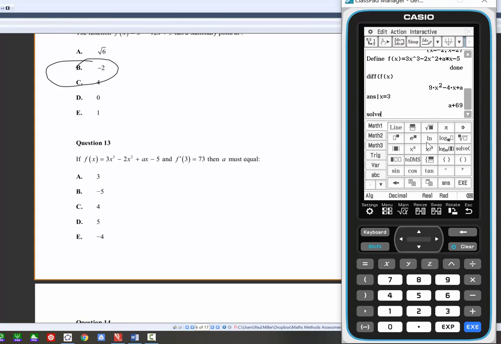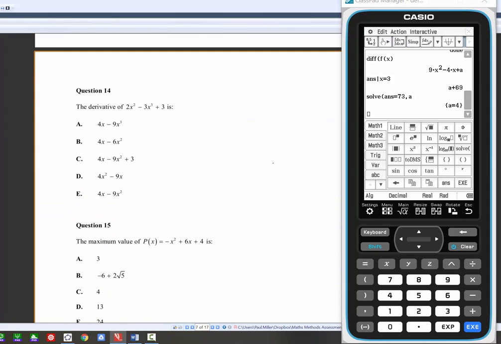And then I'm going to go solve ans, the derivative with x equals 3 in it, solve ans equals 73 for a. Now hopefully you can see that the answer is going to be 4 by sight, but I just wanted to use a calculator. All right, 4.